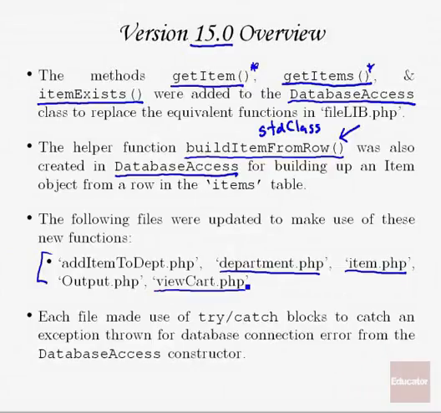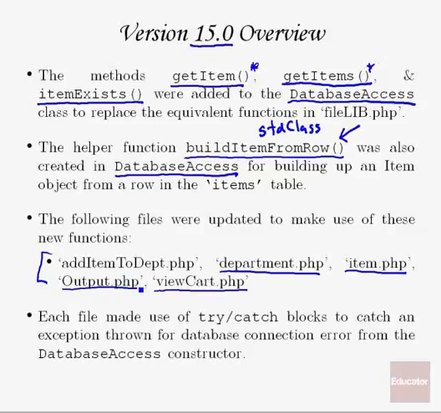In ViewCart.php, when we add items to a cart, it lists them all in the shopping cart table that we have on that page. So that's going to make use of the getItem method to load each item to output it as a row. And then we also make use of these functions in output.php.